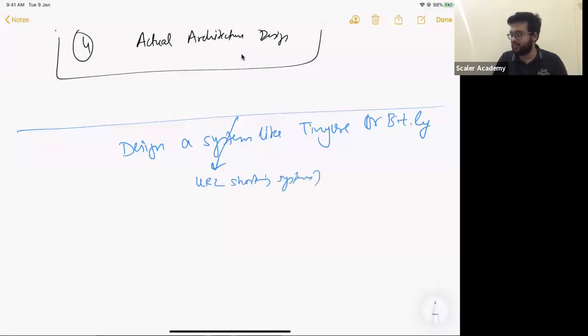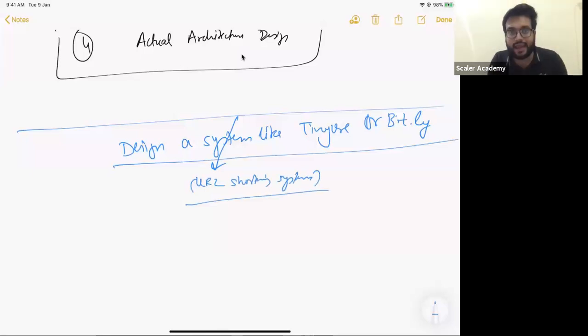Does this make sense to everybody? What is the problem that we are trying to solve? We are trying to build an architecture design for tiny URL or bit.ly or any system which can actually shorten the URLs for us. Okay.